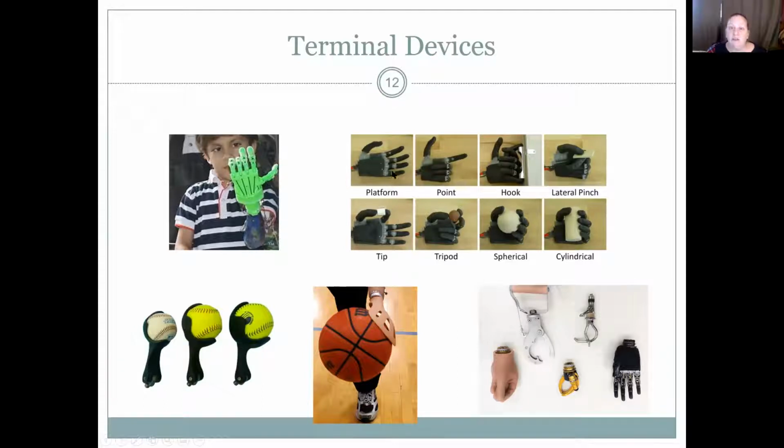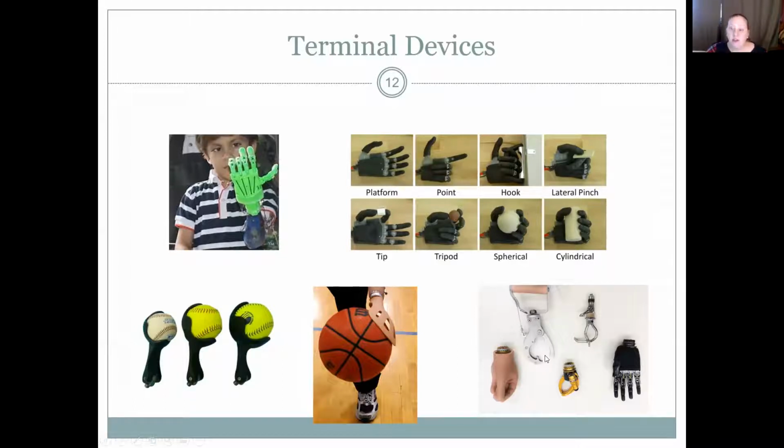And then we have how each grip and pinch is done. Okay, so you have your platform, your whole hand point, got your hooks. Do lateral pinching. You do tip to tip to hold something. Tripod, which is 3 hands, right? Curveball. Then you have spherical, which is for a ball. You have cylindrical to wrap around, say, a bottle.